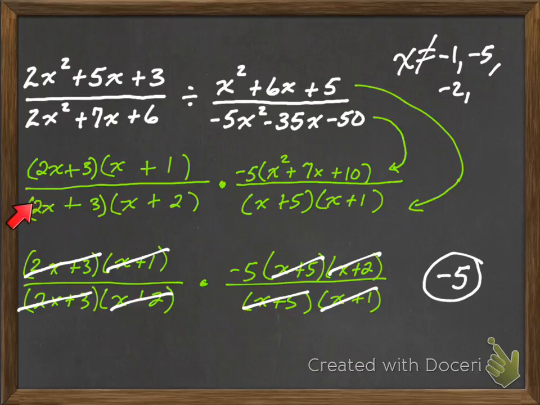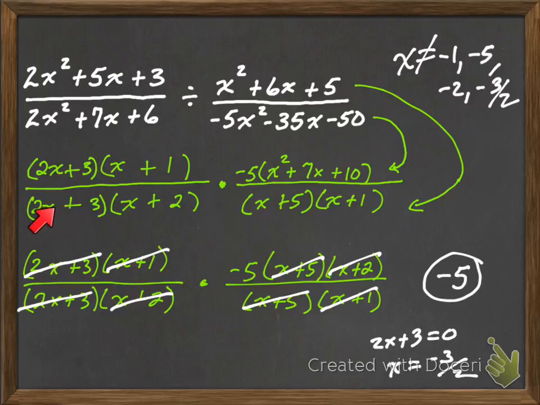Now on this one, because you have a 2x plus 3, if you're trying to figure it out and you're not sure, just take the factor and set it equal to 0. So if you took 2x plus 3, set it equal to 0, and then just solve for x, you would solve for x by subtracting 3 and then dividing by 2. That would make it negative 3 over 2. That's the value that would cause this to be equal to 0. So that is your excluded value.